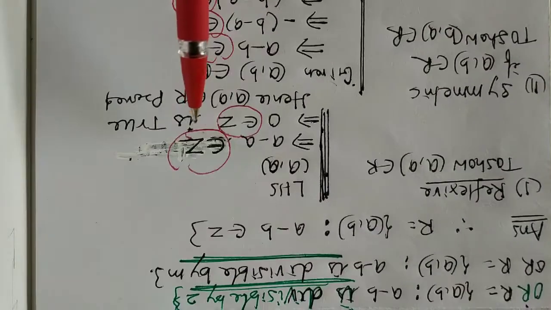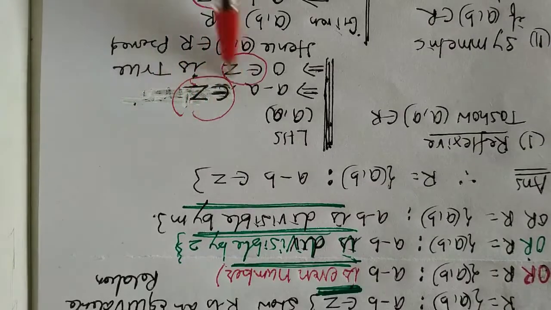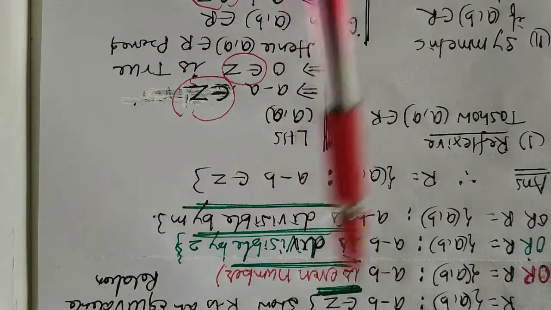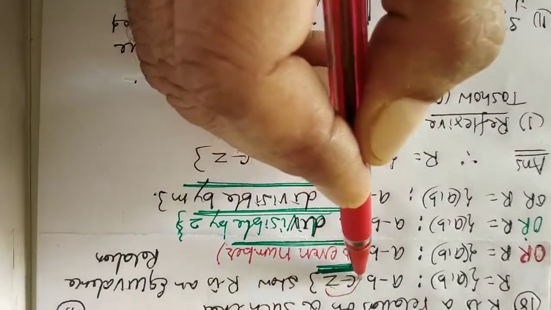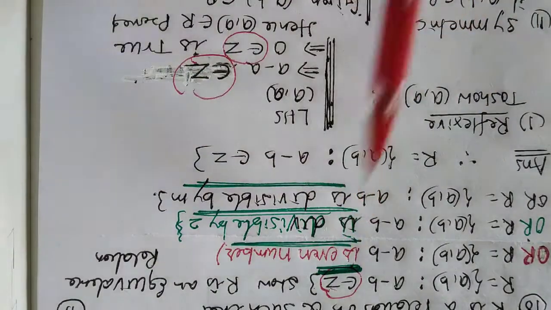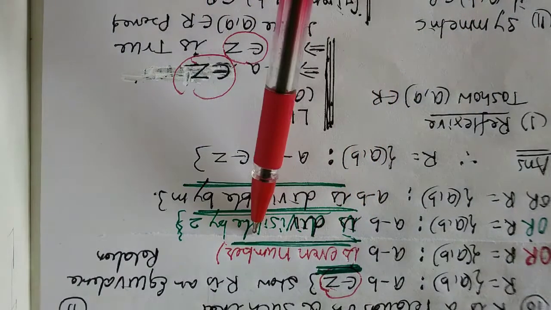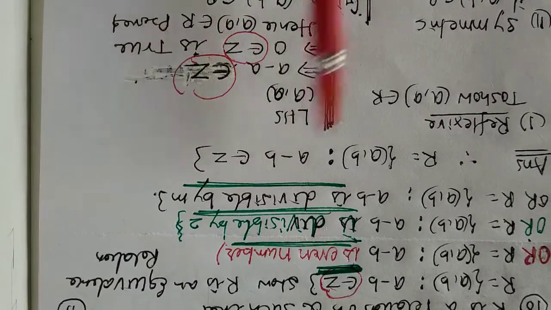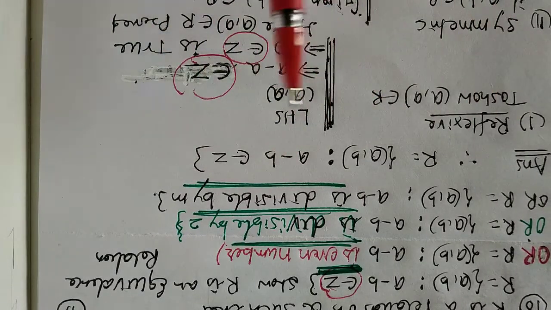So wherever this red 'belongs to Z' appears, in place of 'belongs to Z' you can use 'is an even number', 'is divisible by 2', 'is divisible by m'. So this is the last question of relation. After that the function will be discussed.